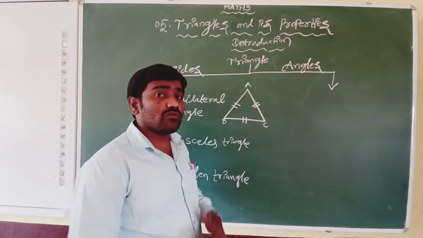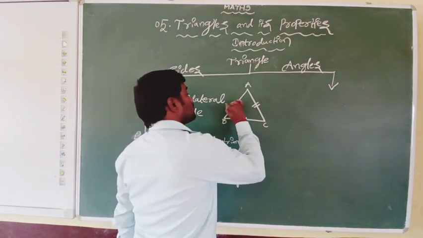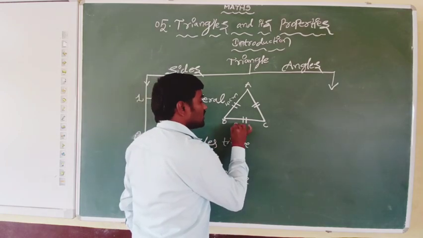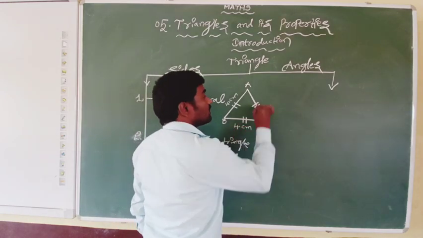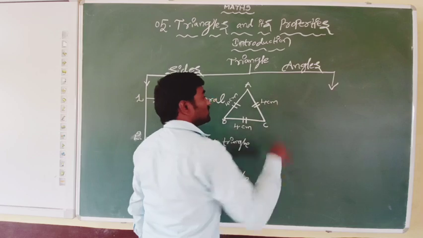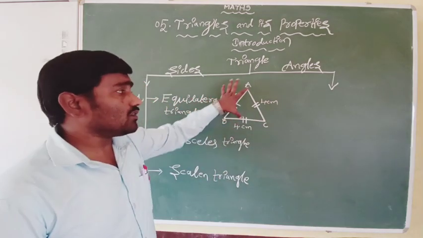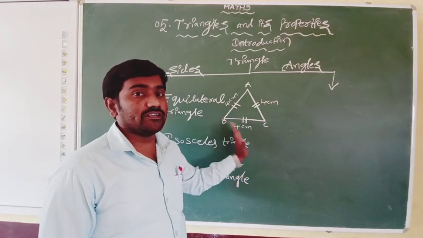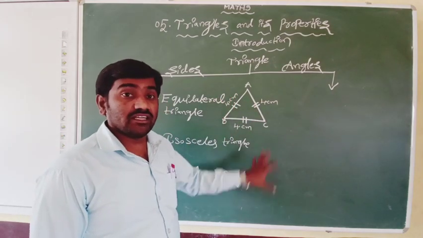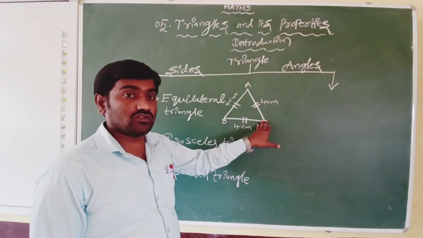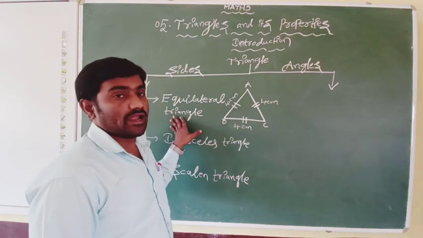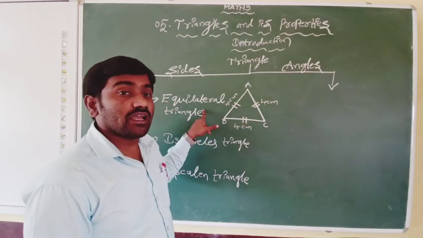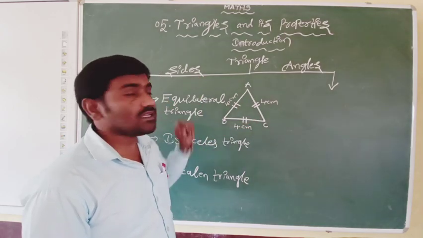For example, I will give you one more example. Suppose AB equal to 4 centimeter and BC equal to 4 centimeter and AC equal to 4 centimeter. Then all the sides of this triangle ABC are equal, that is 4 centimeter each. Hence, this kind of triangle is known as equilateral triangle. So we are discussing only the sides. So this is equilateral triangle based on the sides.